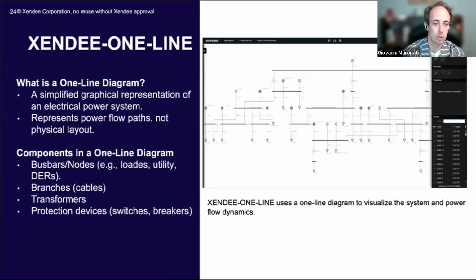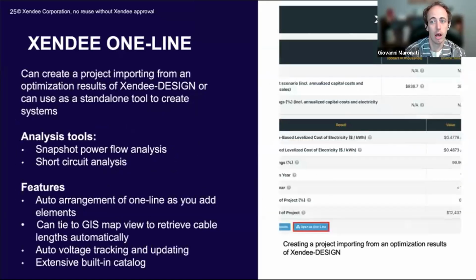Now we're going to go into what is one line. So the Xendee one line, basically, is a diagram that simplifies what the electrical system looks like. It shows the power paths, the nodes, the cables, transformers, DERs, without really worrying about the physical layout. And this is perfect for validating the topology of the system. And Xendee one line, in the next slide, is basically our detailed power system analysis environment.